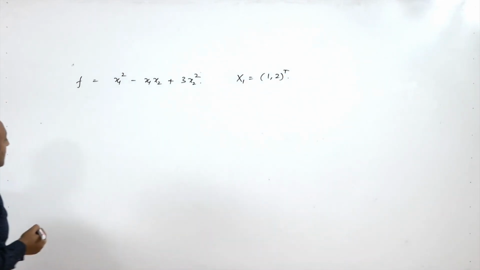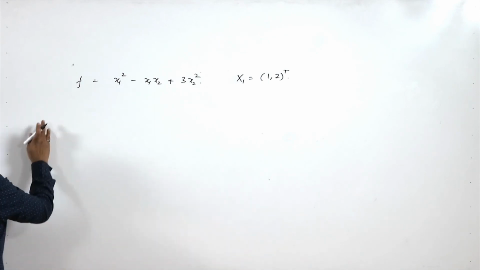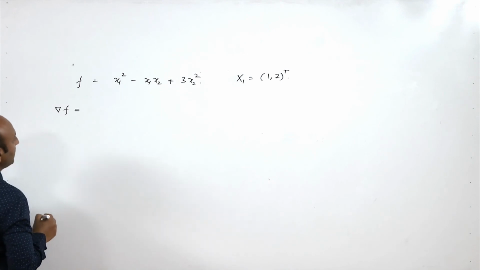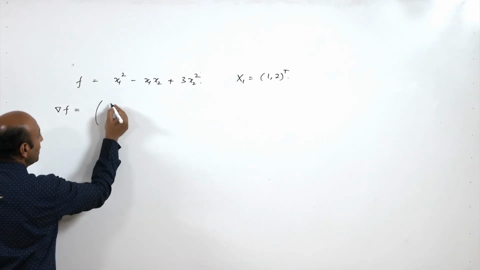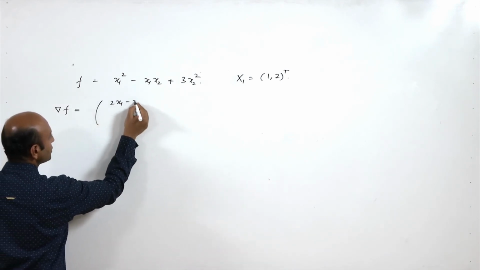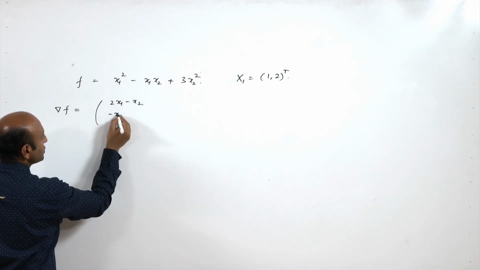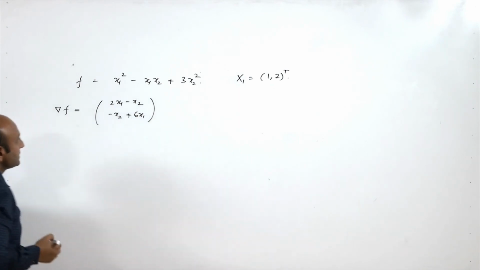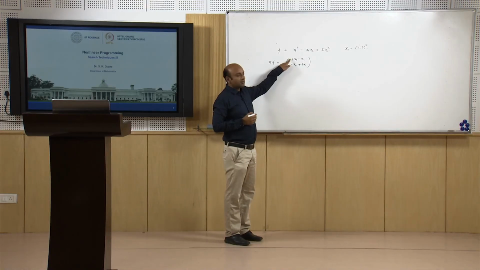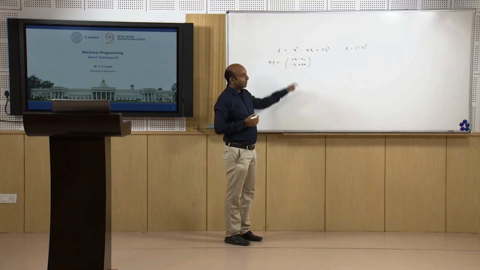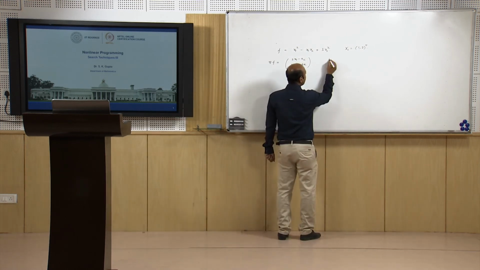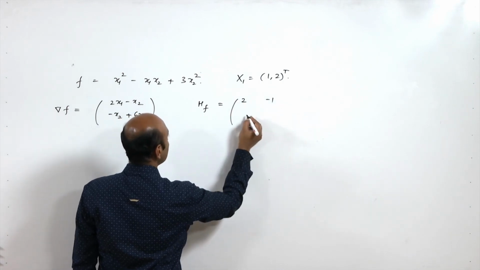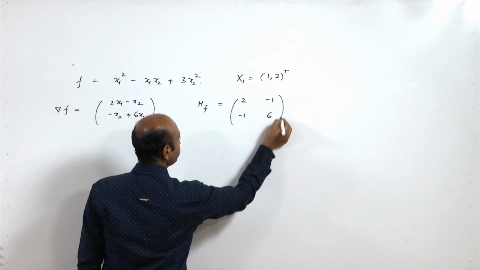So, using Newton's method, first we find the gradient of f. The gradient of f will be (2x1 minus x2, minus x1 plus 6x2). It is del f by del x1, del f by del x2. And what is the Hessian matrix of f? It is [2, minus 1; minus 1, 6].